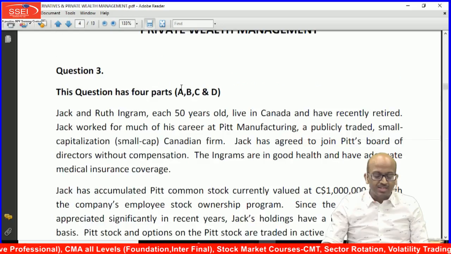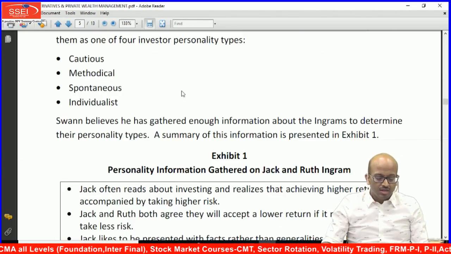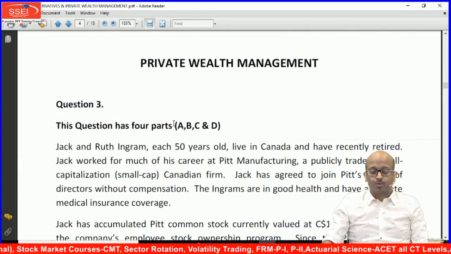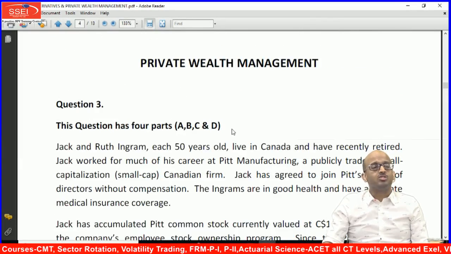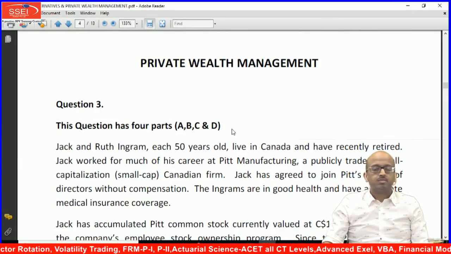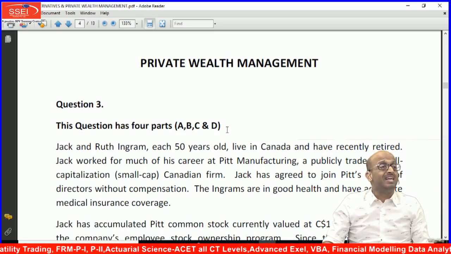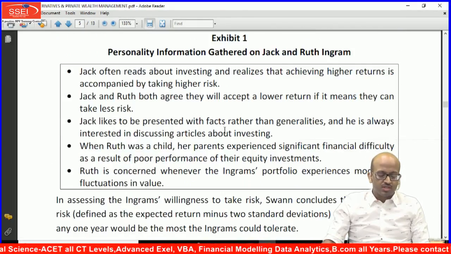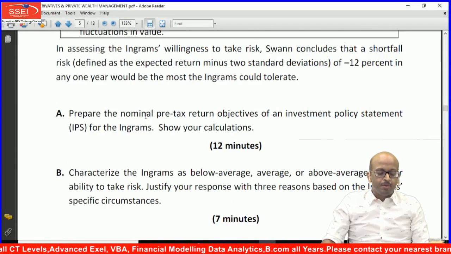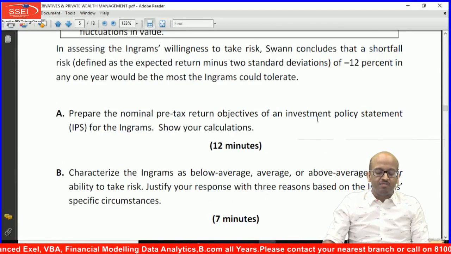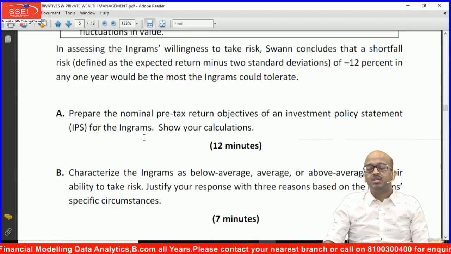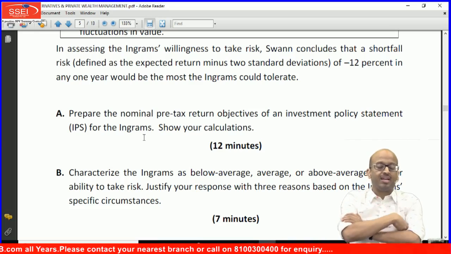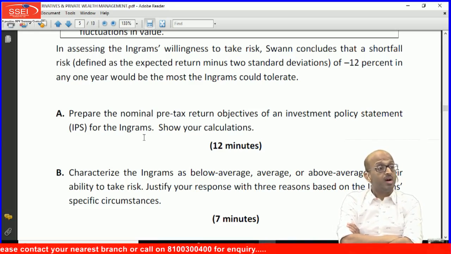I think the staff has made a mistake by removing the heading of the question. The heading of the question read, the question has 4 parts, and it contains on the whole so many points. The directions were given, how many minutes you should spend on the question. So what have they asked? Prepare the nominal pre-tax return objective of an investment policy statement for the N-grams. Show your calculation, 12 marks.